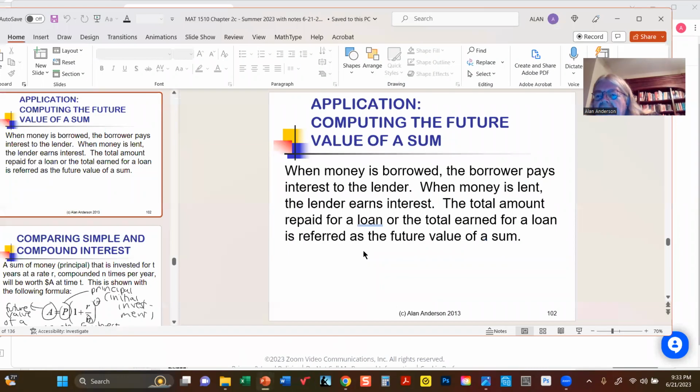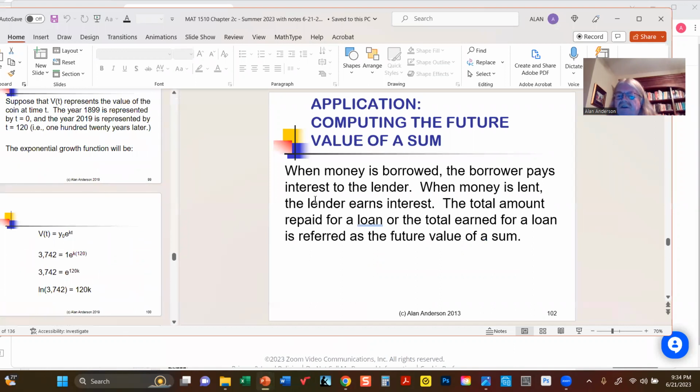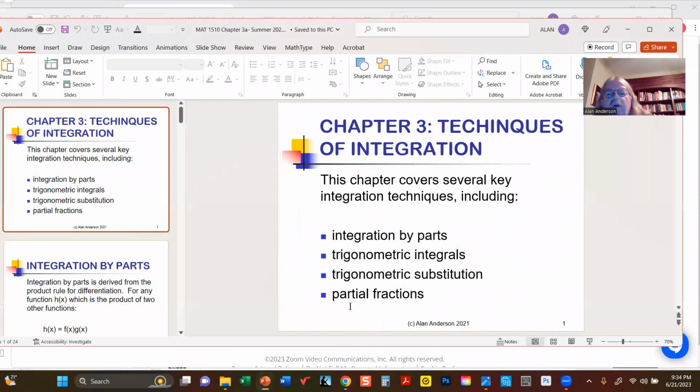All right, so we've got a couple of things to do here tonight. First, we want to wrap up this example that I was working on last time, which basically shows one of the applications of exponential growth functions. And then we'll probably have time to start chapter 3, which is where we're going to look at several very advanced integration techniques.